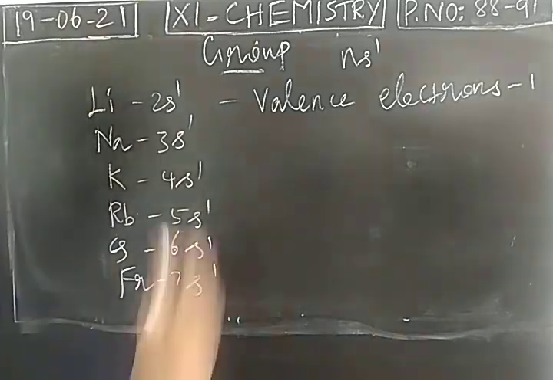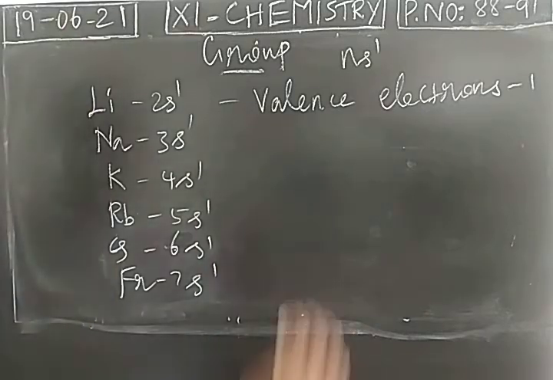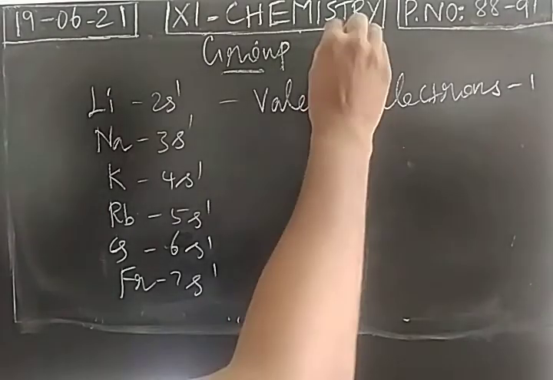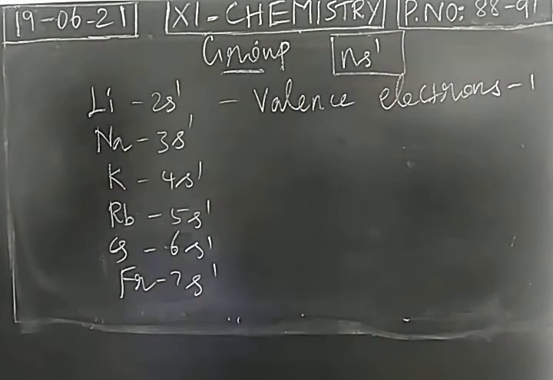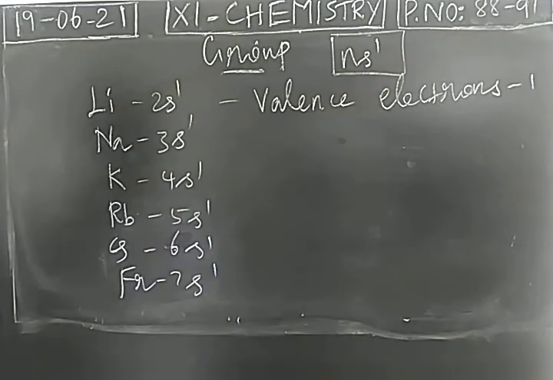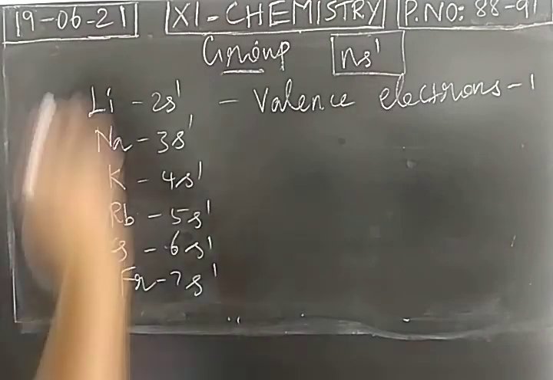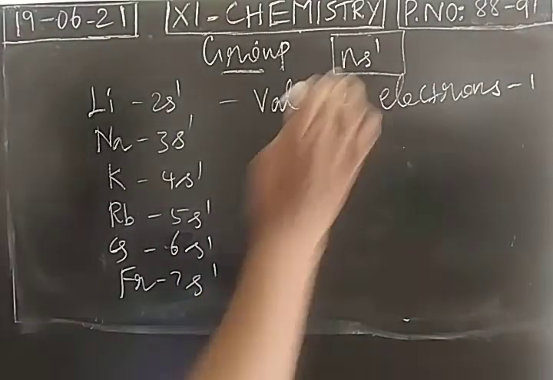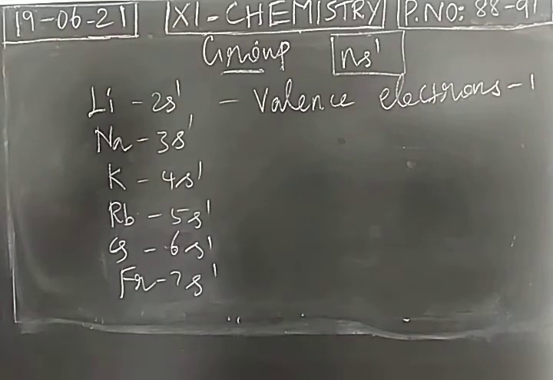When you take all the elements present in a group, the number of valence electrons will be the same. So the general outer electronic configuration of alkali metals is ns1. Just the period number or principal quantum number will change. Only 1 electron will be present in the outermost s orbital. So what is the valence of all the elements?